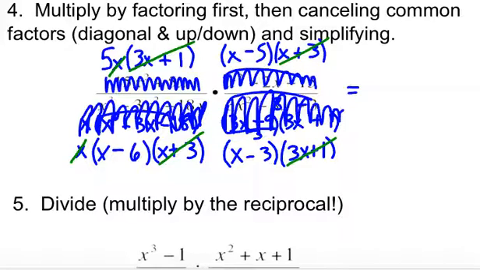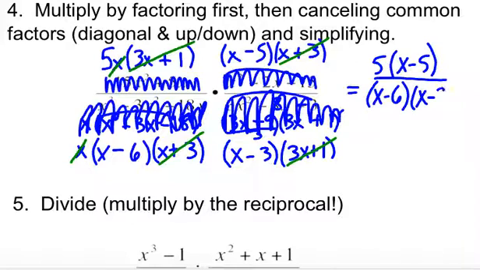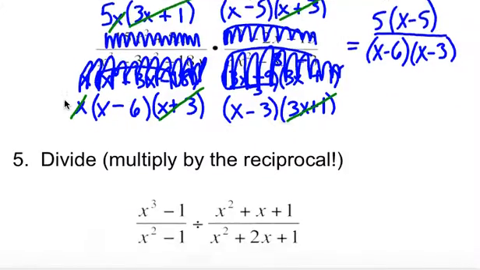So in the numerator, I'm left with 5, x minus 5. And in the denominator, x minus 6, x minus 3. So that is our simplified form. We were not asked for the domain on that one, so it doesn't matter.